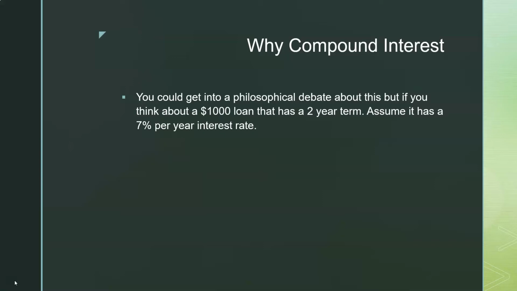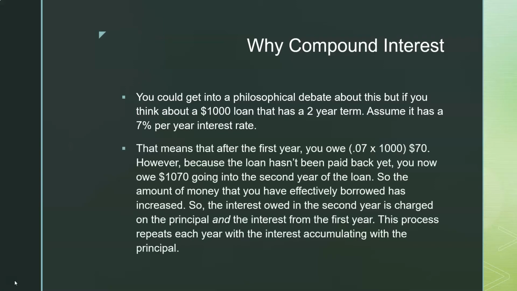but if you think about a $1,000 loan that has a 2-year term, assume for a moment that it has a 7% per year interest rate. That means that after the first year, you owe 7% of $1,000, which is $70. However, because the loan hasn't been paid back yet, you now owe $1,070 going into the second year of the loan. So the amount of money that you've effectively borrowed has increased.